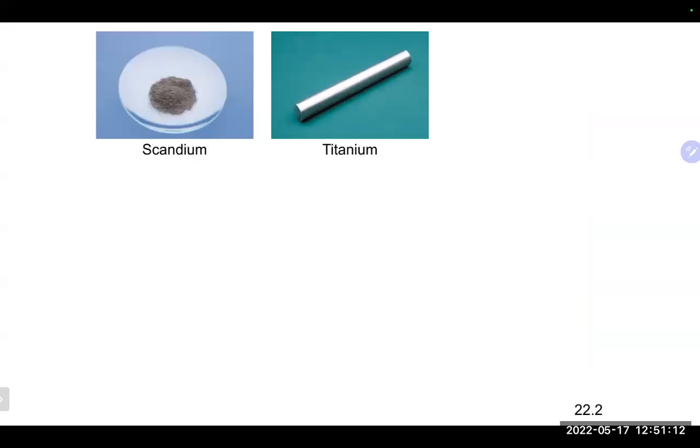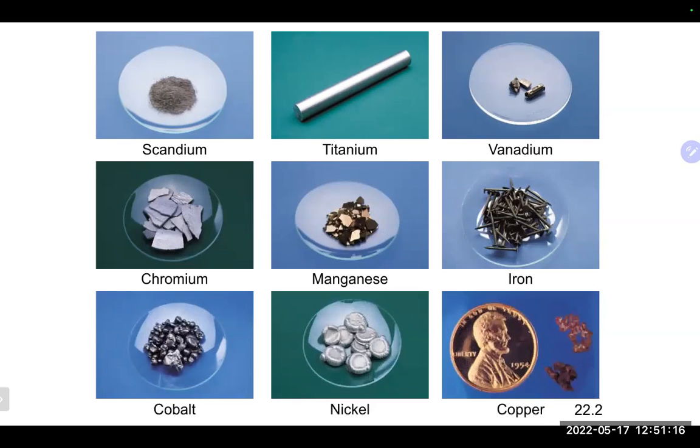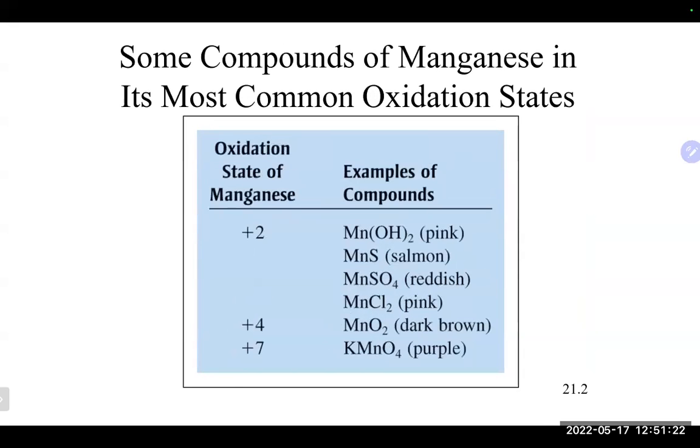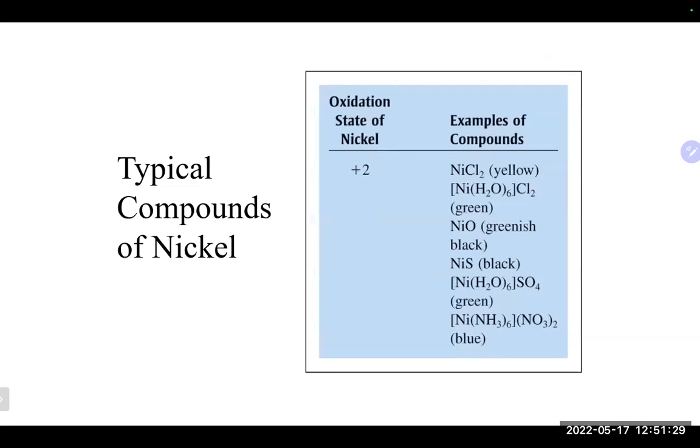And just to finish out for today, here's what the first row transition metals look like, in case you're curious. And these are different charges and oxidation numbers that they can make, which you don't have to worry too much about.